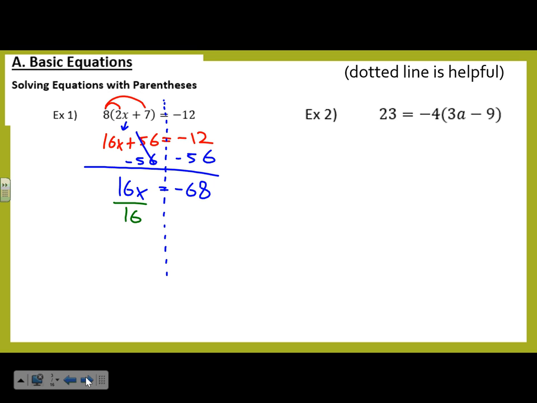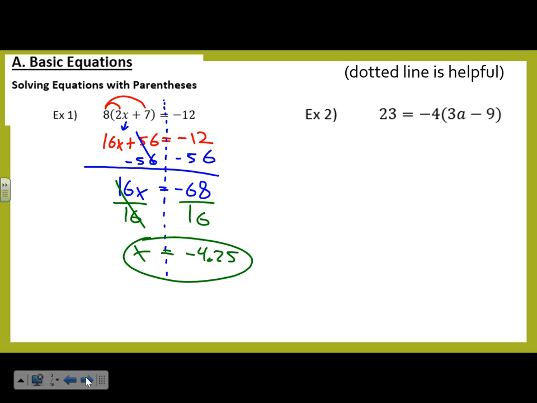Divide both sides by 16. And I know I should maybe elaborate a little bit more on that, but hopefully you remember it from Algebra 1, and I don't want to confuse you guys too much. So I divide both sides by 16. I get this answer. It's really strange. It's negative 4.25. Now, the reason it's strange is because you got a decimal.